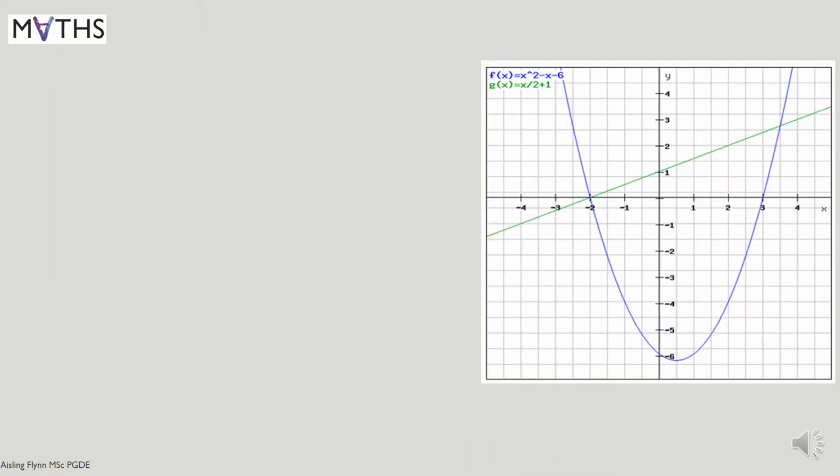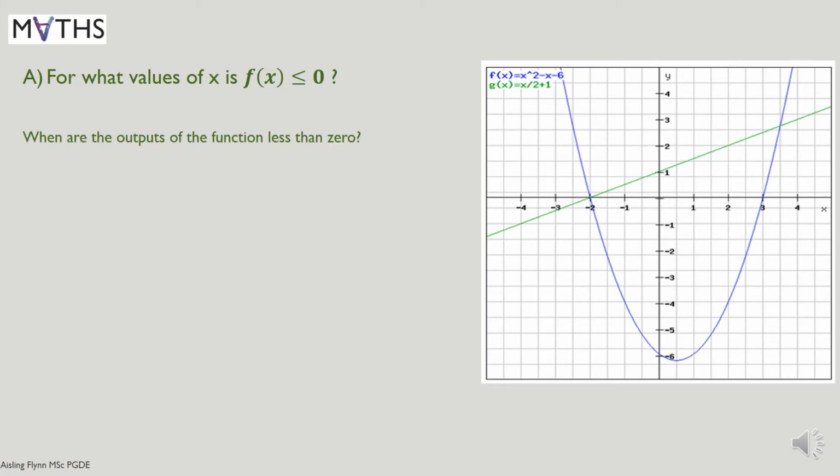So the type of questions that would be asked on this graph are, so question A, for what values of x is f of x less than or equal to 0? So firstly, to put it into English, it's asking when are the outputs f of x of the function less than 0, or when does the function on the graph go below the x-axis? So let's recall that the f of x values usually appear on the vertical or the y-axis, and when are they less than or equal to 0?